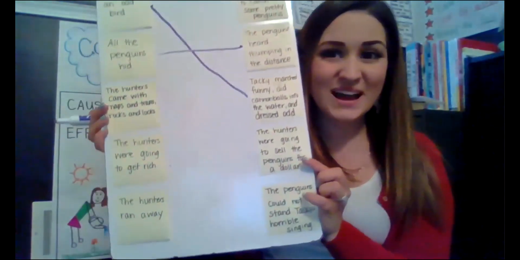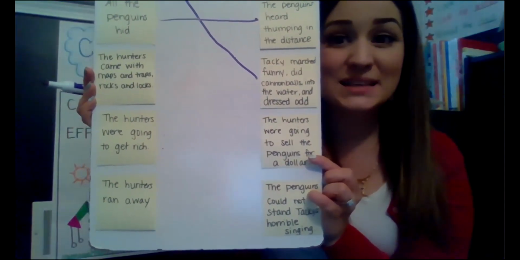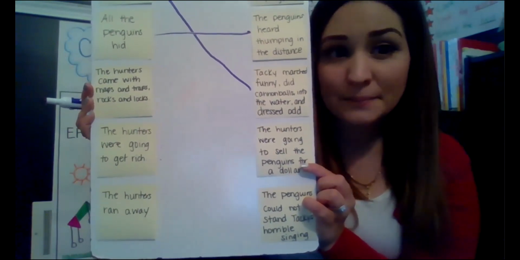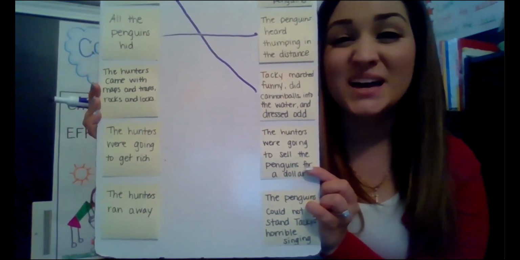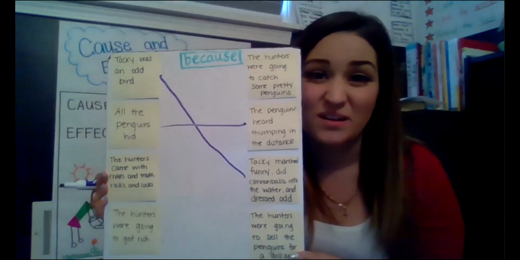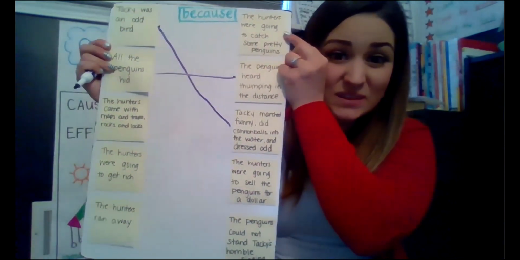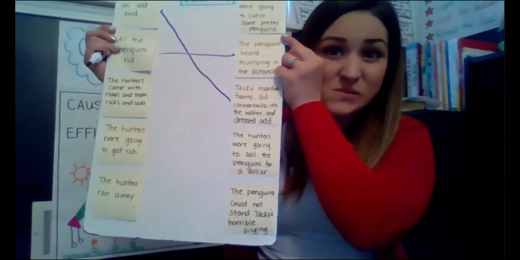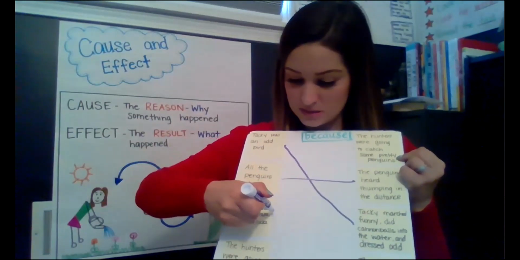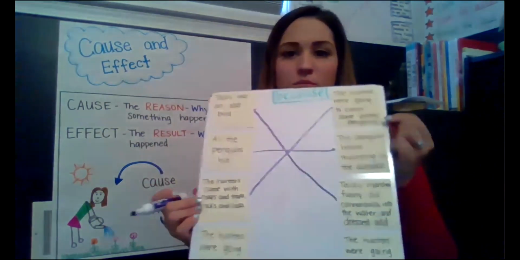Perfect. All right. Our next one says, the hunters came with maps and traps, rocks and locks. So let's add because. The hunters came with maps and traps, rocks and locks because what were they planning to do? Were they going to catch some pretty penguins? Yeah, I agree. That sounds right. So let's connect those. The hunters came with maps and traps because they were going to catch some pretty penguins. Beautiful. Okay.